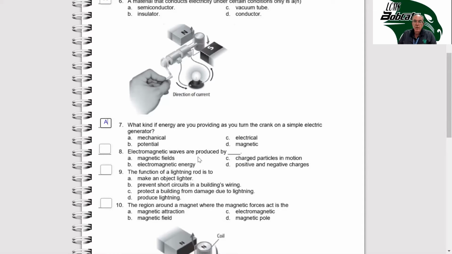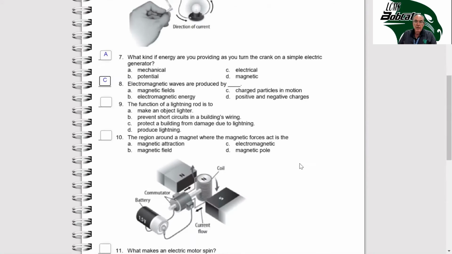Electromagnetic waves are produced by, just like anything else, something that vibrates. So let's look. Magnetic fields, no. Electromagnetic energy, no. Charged particle in motion, that sounds right. D, positive and negative charges. So they're all produced by something that vibrates. So C is the one where it says something is in motion, it's moving.